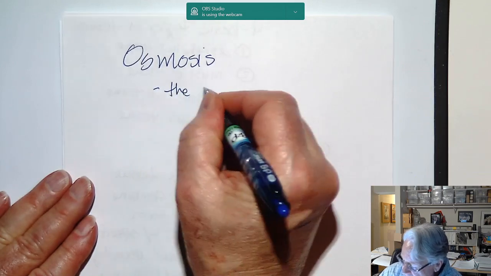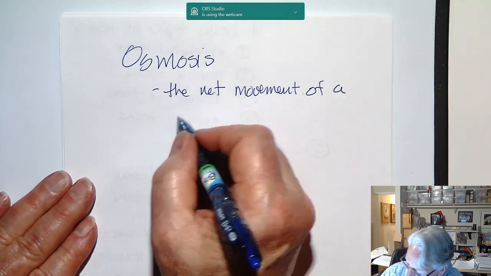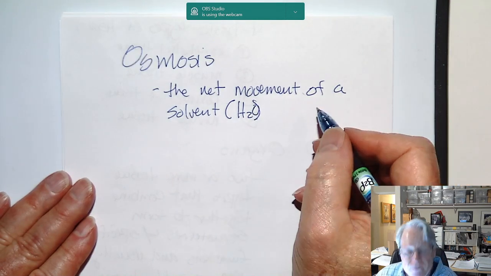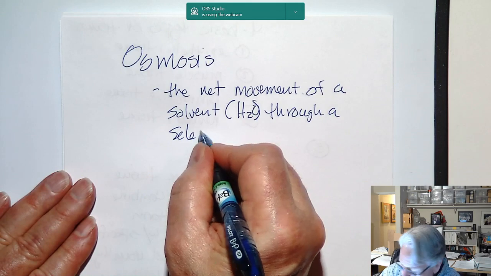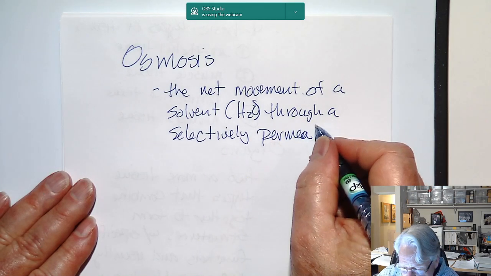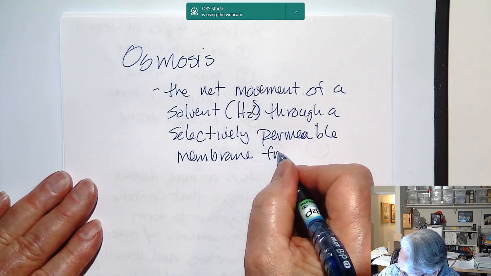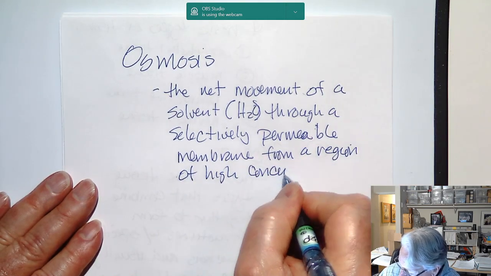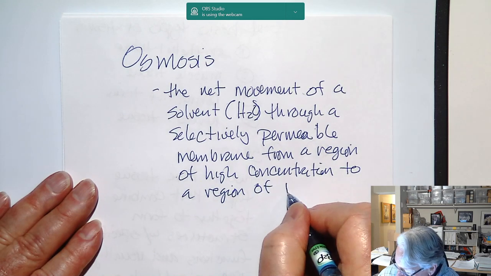And this is going to be the net movement of a solvent, which for us is going to be water, H2O, okay, through a selectively permeable membrane from a region of high concentration to a region of low concentration.